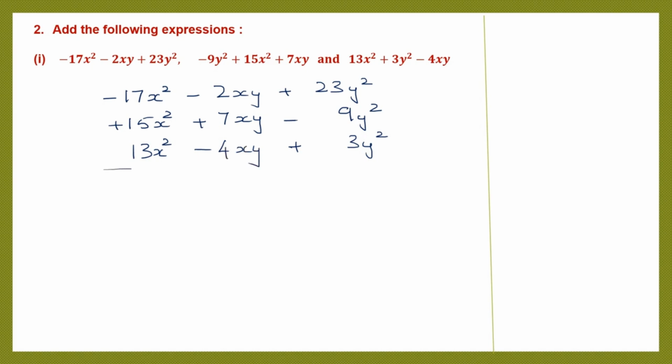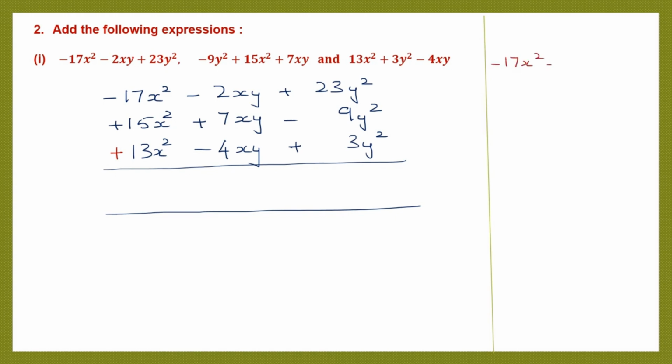So first thing, arrange them all in the right columns, all like terms together. Now see if there's something missing. In the first row, it's all fine. Second row is fine. Third row, I just need to add plus. Now let's add up. Minus 17x square, I've taken only the x squares, plus 15x square, plus 13x square. Now the numbers, minus 17 plus 15 plus 13x square.